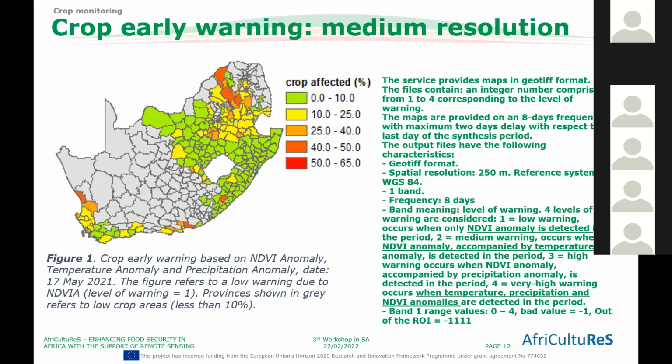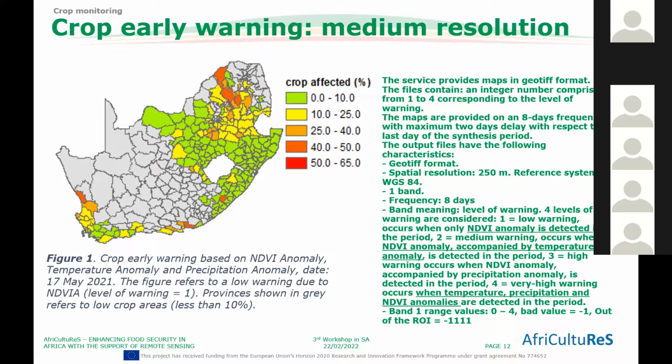Then combining these quantities, we can provide a level of warning in terms of crop. Of course, in the case of the medium resolution, we are not just considering crop because the resolution, as you saw, is the 250 meters, then it is more a vegetation early warning. But this product is also provided at the 10 or 20 meters based on Sentinel-2. Then in that case, we can provide directly a warning with reference to the crop.